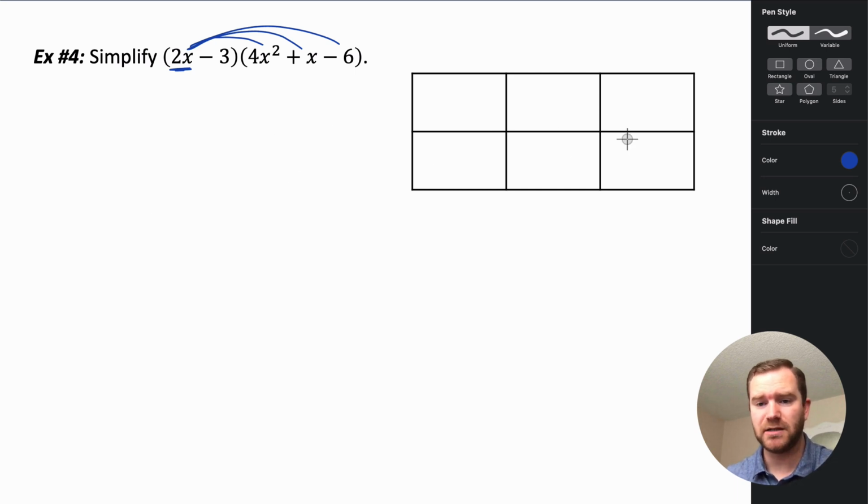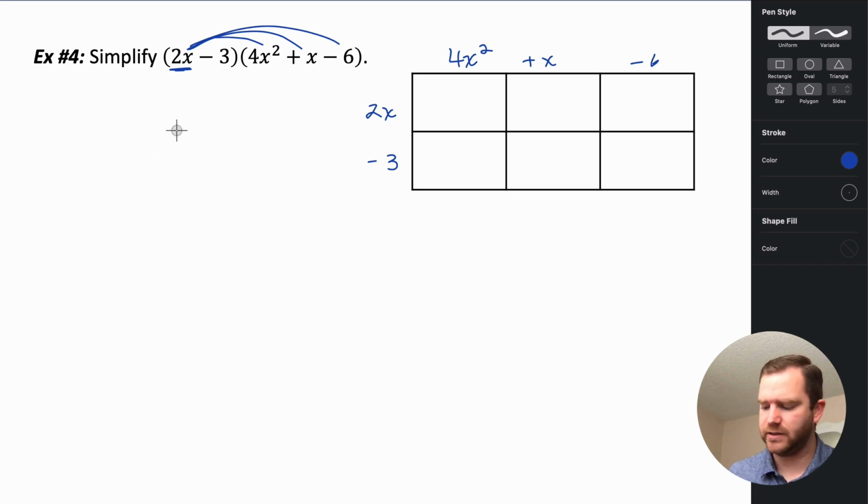Now, if you're using the box method, you'd have to add either an extra column or an extra row and go through like this. So in this case, we would end up putting our trinomial here, like this, and our binomial here. And then we would just multiply through. I'm going to do the distributive property first. So let's go ahead and do that.